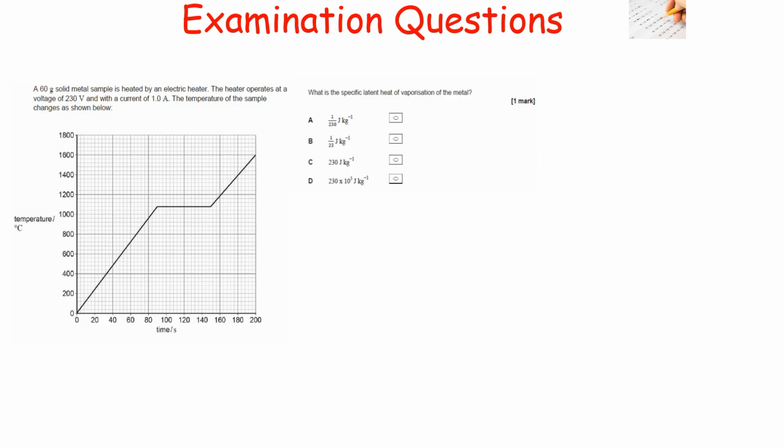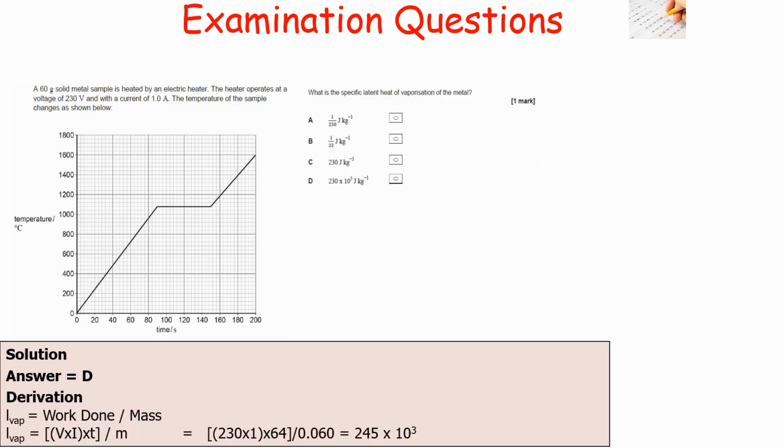Right, our answer here is D, because the latent heat of vaporization is equal to the work done over the mass, because E equals ml, so therefore L is going to be equal to E over m. Now we know that work done is equal to power times by time, but we've been given the current and the voltage, so we can say that power is VI, so therefore work done is V times by I times by T. Therefore all divided by the mass to give you the latent heat, so you can pop it through and you work out to be 245 times 10 to the 3, which gives us an answer of approximately D.